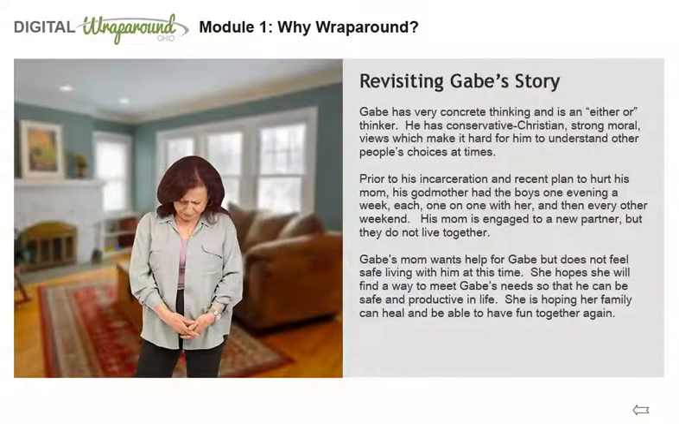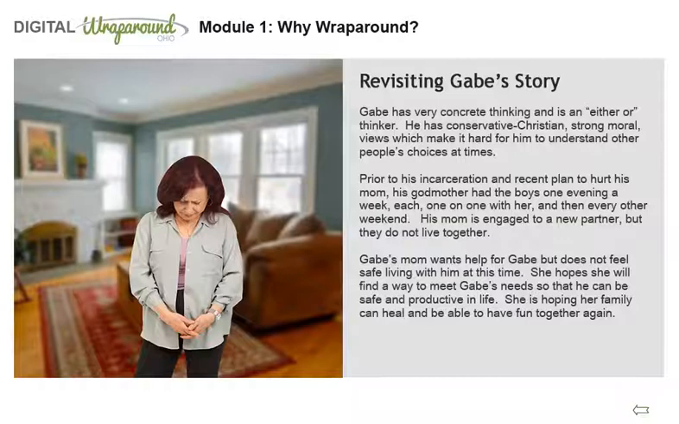Gabe has very concrete thinking and is an either-or thinker. He has conservative Christian, strong moral views, which make it hard for him to understand other people's choices at times. Prior to his incarceration and recent plan to hurt his mom, his godmother had the boys one evening a week, each one-on-one with her, and then every other weekend.